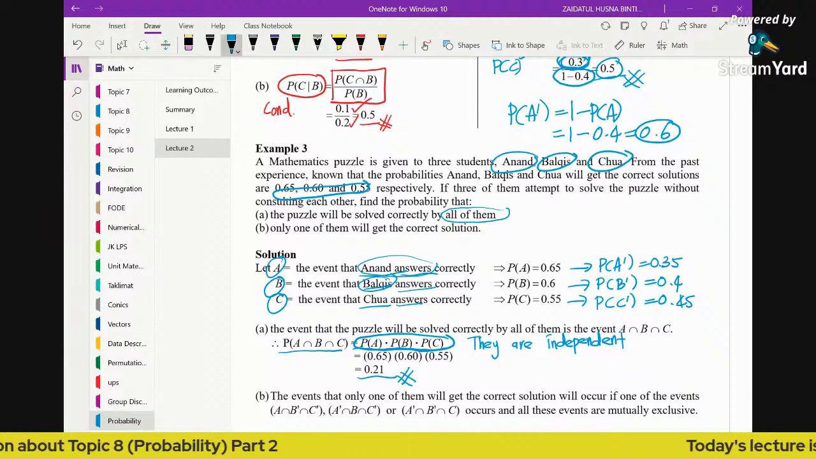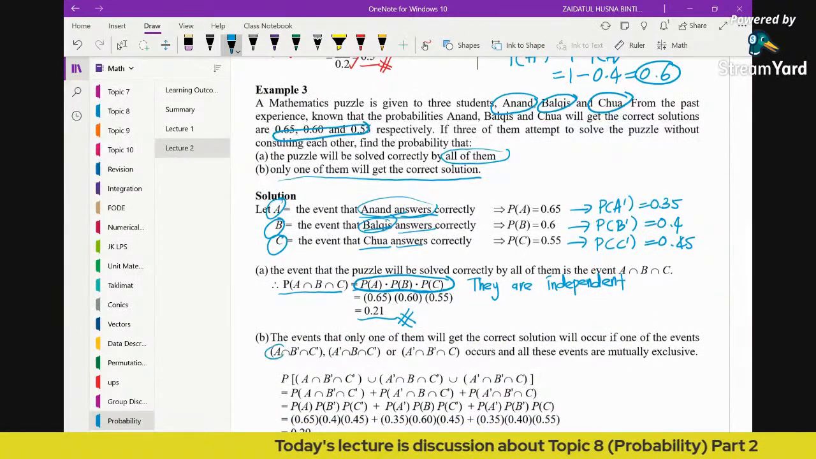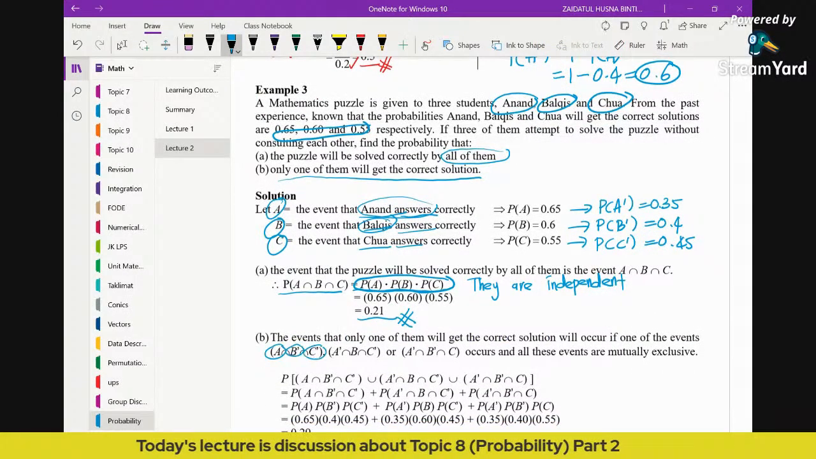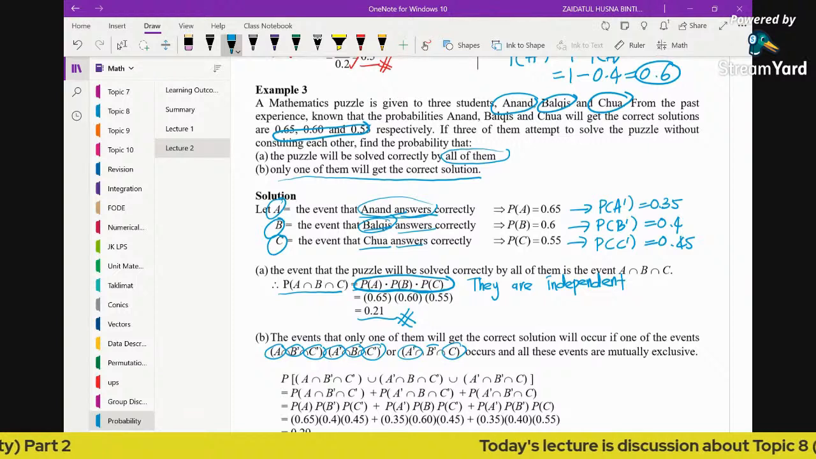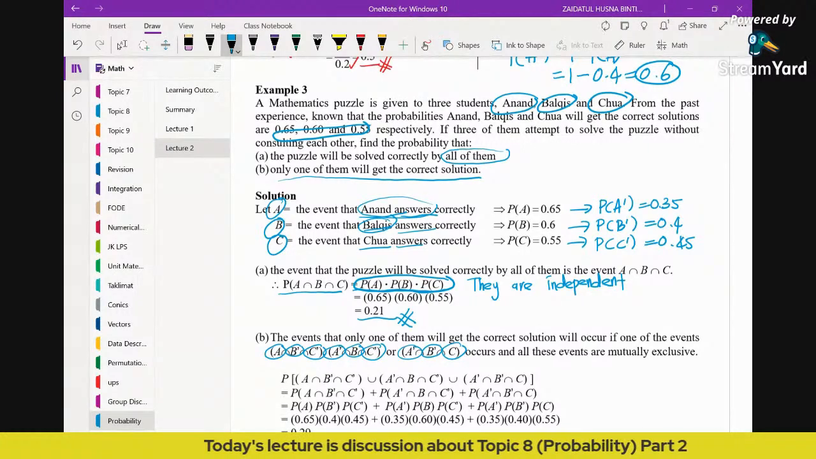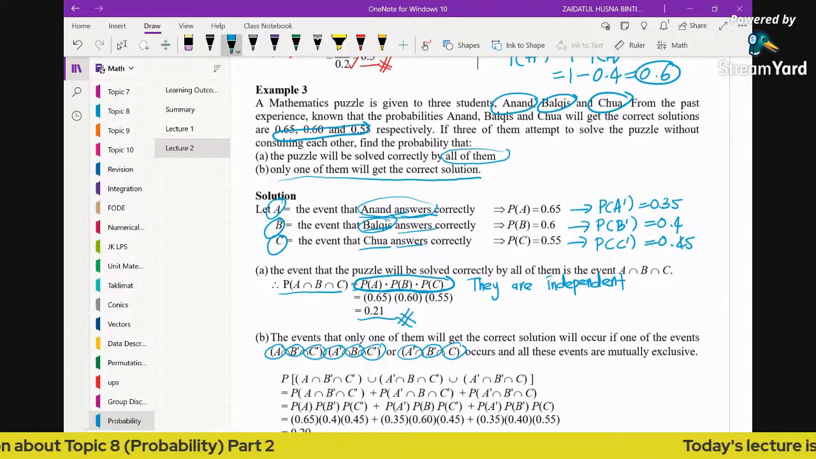And then next, find the probability that only one of them will get the correct solution. Bila one of them bermaksud sekiranya Anan dah betul, bermaksud Balkis salah, Chua salah. Or kalau Balkis pula yang betul, Anan salah, Chua salah. Or lastly, kalau Chua yang betul, Anan salah, Balkis salah lah. Kalau Anan dah betul, Balkis dengan Chua salah. Kalau Balkis pula betul, Anan dengan Chua pula yang salah. Kalau Chua pula betul, Anan dan Balkis akan salah.